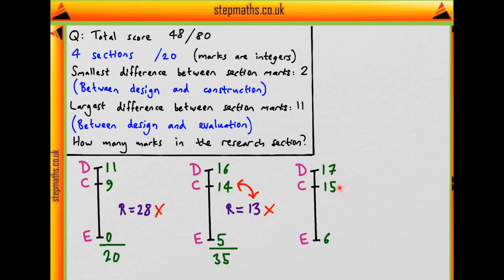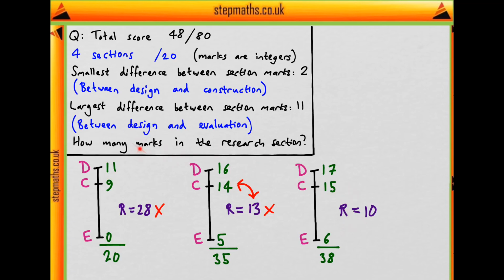17 plus 15 is 32, plus 6 is 38. Therefore, what does research have to be? To make 48, research would be 10. Now, does this work? Well, it's 4 points away from evaluation and 5 points away from construction. So the smallest difference still holds as design and construction. So it looks like it works.